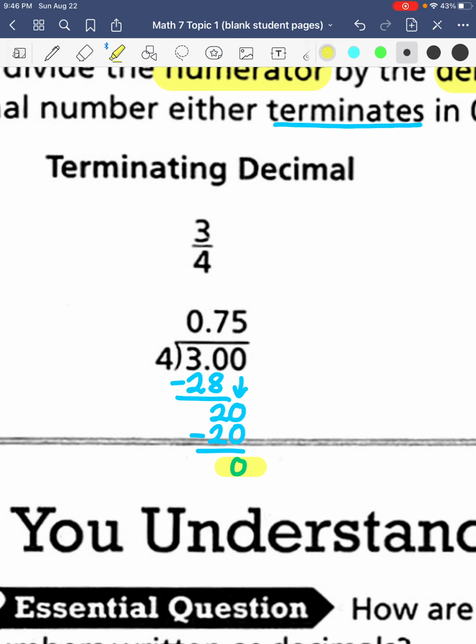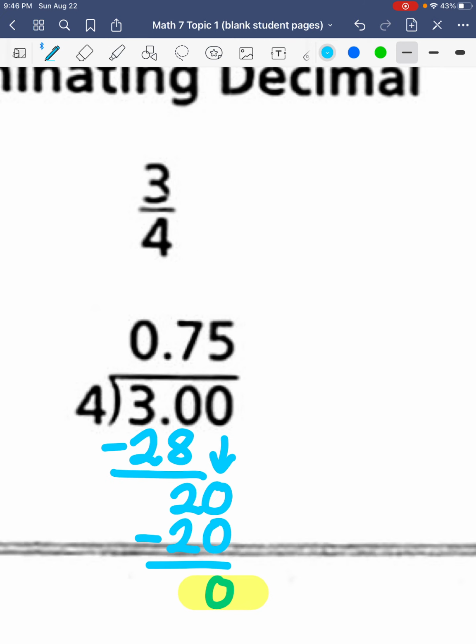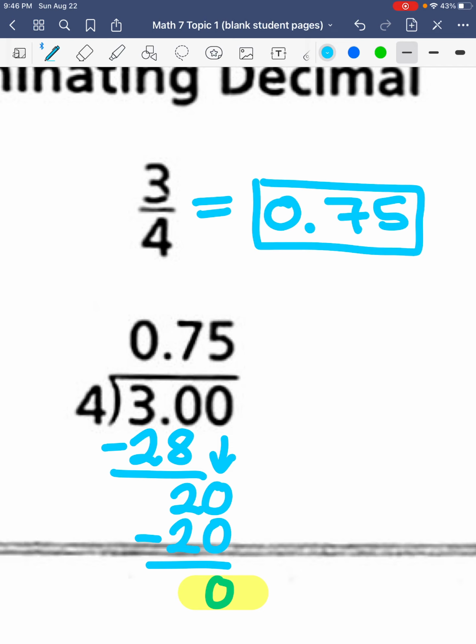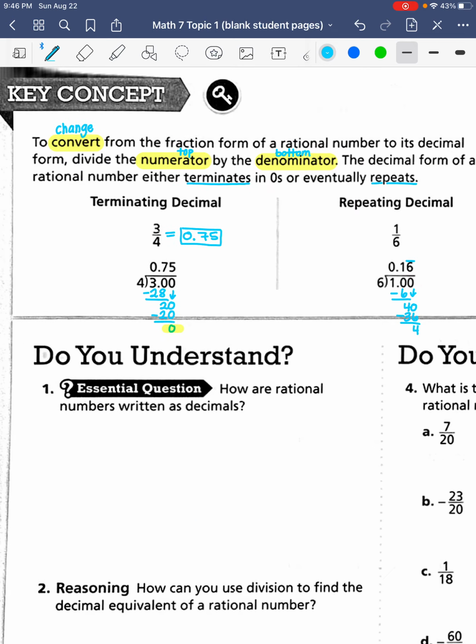Because my remainder is 0, I know that my decimal terminates. It does not keep going. So I know that 3/4 is equivalent to 0.75 or 75 hundredths. Okay?